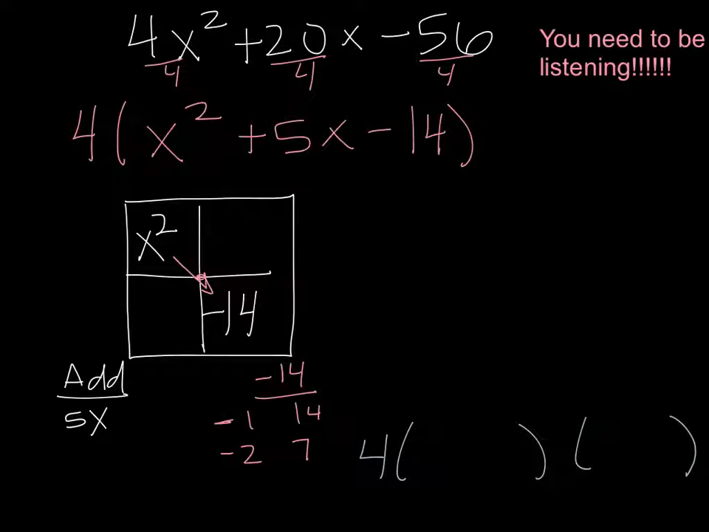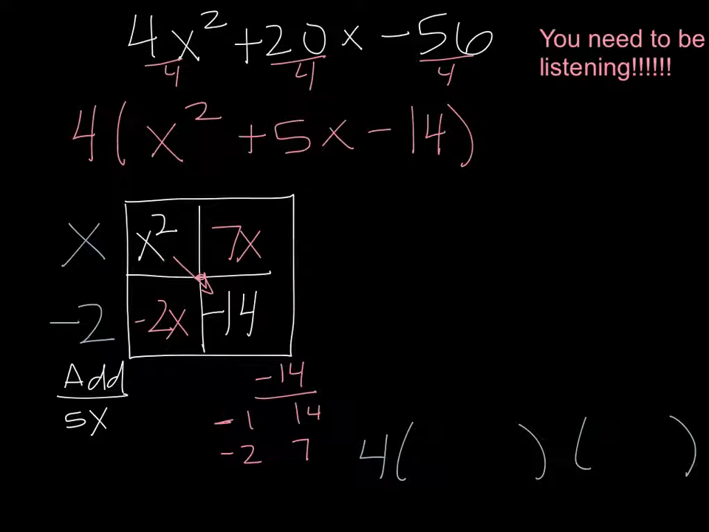So I'm going to add these together. This adds to get 13. Nope. This one adds together to get 5. Yay! So my two numbers would be negative 2x and positive 7x. So now I'm looking across, what do these two have in common? These two both have an x in common. What do these two have in common? These two both have a negative and a 2 in common.